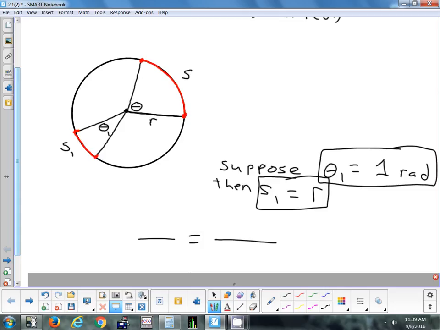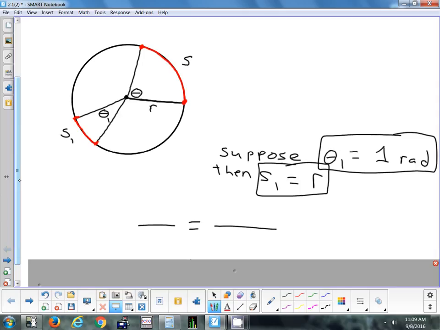Okay, and there's a lot of different ways you can set up this proportion. I'm going to compare an angle on top to an arc on the bottom. I'm going to do that on the left, and then I'm going to do it on the right. So I'm going to compare, let's say, theta 1, that angle, to its arc, and I'm going to compare theta, that angle, to its arc.